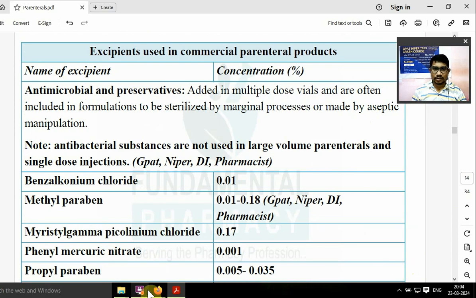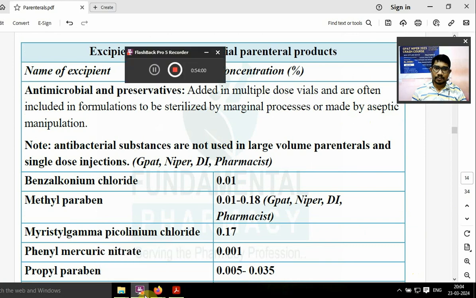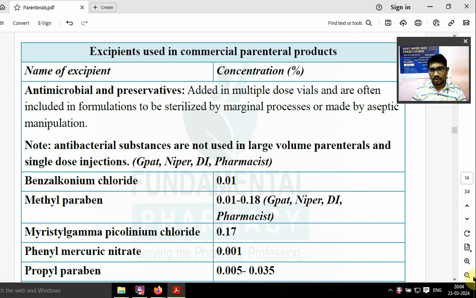Now excipient used in the pharmaceuticals. Excipient used in the parenteral products. Right? तो ये देख लेते हैं अपन. तो क्या क्या excipient यूज करते हैं और concentration क्या है इसका. So antimicrobial agent पहले. So antimicrobial preservative.